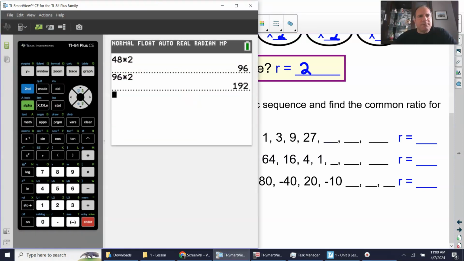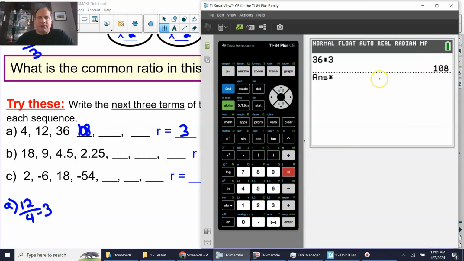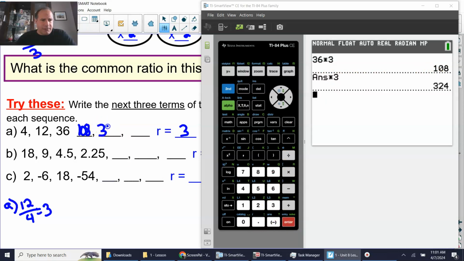Grab your calculator, and you do 36 times 3, which is 108. And then you don't have to just keep on writing it. Just press times and the calculator brings the 108 down, and you just press times 3 is 324. Then times 3 is 972.